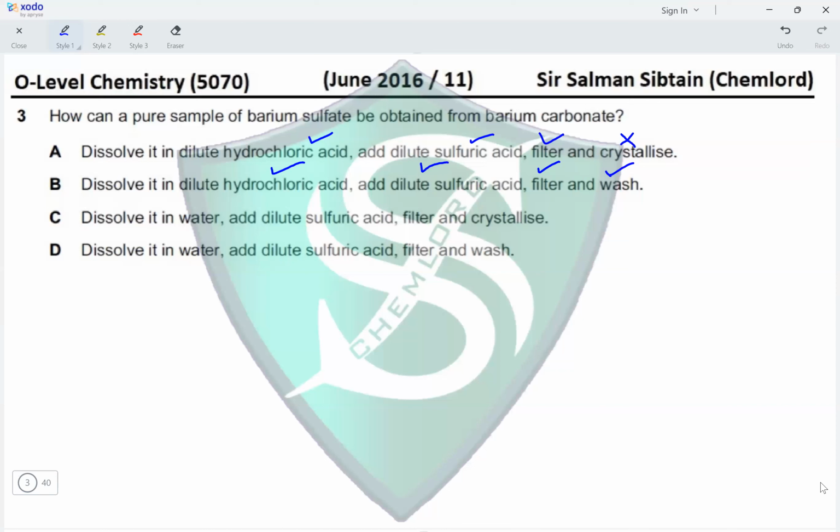options here are correct. In B, dissolve it in water, it will not dissolve. Add sulfuric acid, yes. Filter, yes. Crystallize, no. Not a soluble salt. Next, dissolve in water, no. Add sulfuric acid, yes. Filter, yes. Wash, yes. So the only one with all available options correct here is B, making option B the correct option for this question.